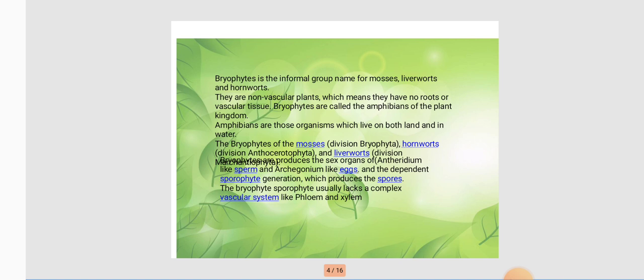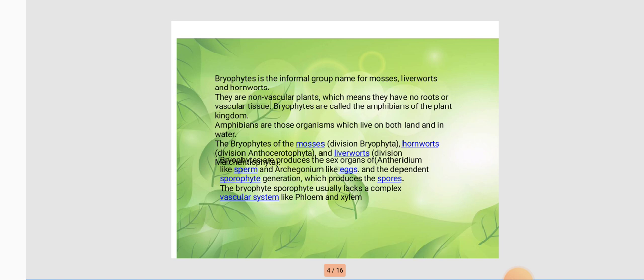Bryophytes are called the amphibians of the plant kingdom. Why are they called amphibians? Because they live on land and in water. Amphibians are those organisms which live both on land and in water. The bryophytes, the mosses, hornworts and liverworts, are divided into many divisions. For example, mosses belong to the division Bryophyta, hornworts Anthocerotopsida, and liverworts Bryopsida.